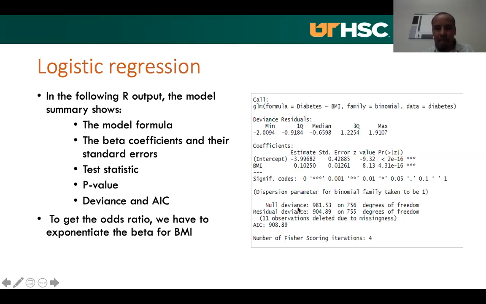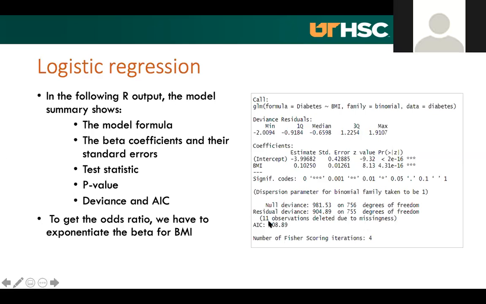And then we have the null deviance. We don't go into detail on how to calculate the null deviance, but it's a deviance that's calculated when we didn't include the BMI in the model, only the intercept. And then the residual deviance, where we have predictor variables like the BMI included in the model. The output gives us some additional information, like 11 observations were deleted due to missingness. Because the data had some missing values, about 11 observations were deleted from the analysis.